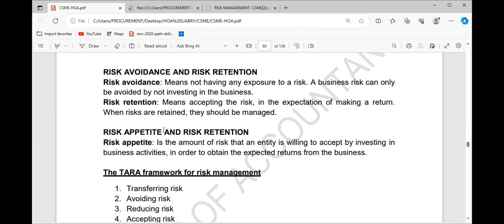Now, risk appetite. I think I've explained risk appetite and risk retention. They want you to know the difference between risk appetite and risk retention. Risk appetite means the amount of risk that an entity is willing to accept by investing in business activities, in other words, to obtain the expected return for the business. So they cannot go beyond 50% risk. We cannot go beyond this risk. That is their risk appetite.